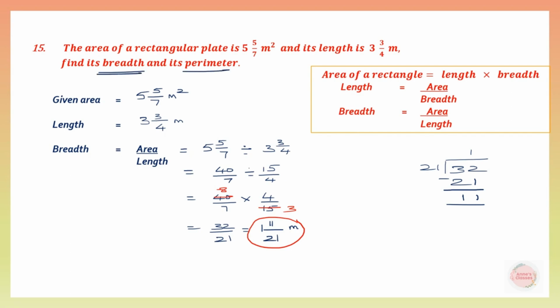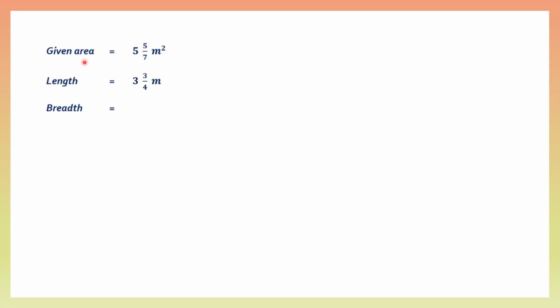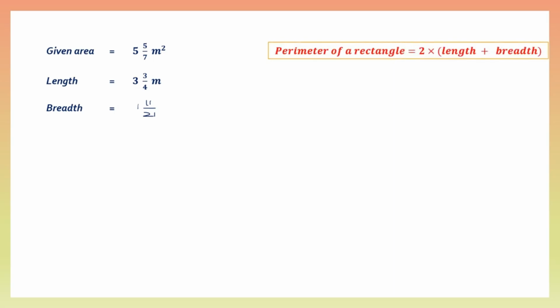Next thing is we have to find the perimeter. The length is already given to us. The breadth is what we just found out, and that is 11/21. Now we have to find the perimeter. And what is the formula to find the perimeter? Perimeter for a rectangle equals 2 into length plus breadth. So let's do that. Perimeter equals 2 into (L plus B), or length plus breadth.